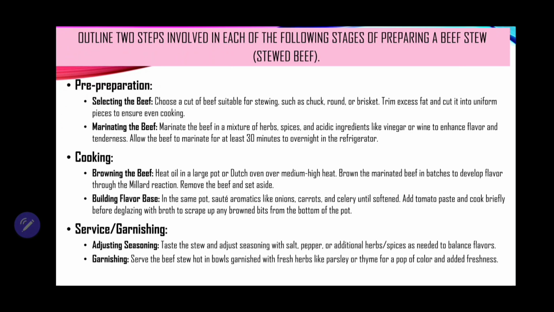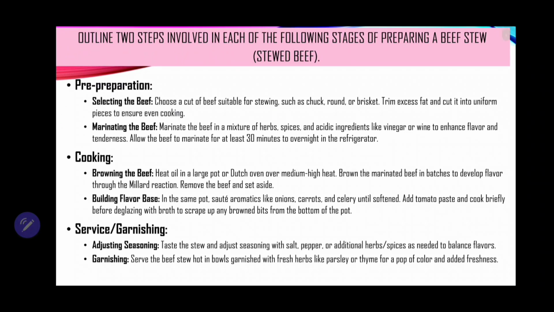Another could be building our flavor base, such as in the same pot we would saute the aromatics like onions, carrots, celery until soft, or we may say translucent. Add tomato paste and cook briefly before deglazing with broth to scrape up any browned bits from the bottom of the pot.